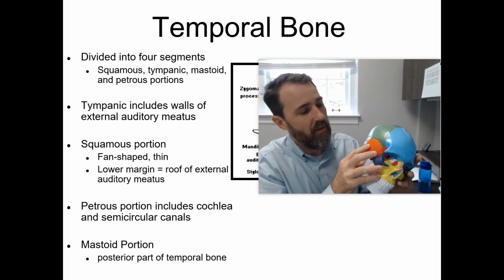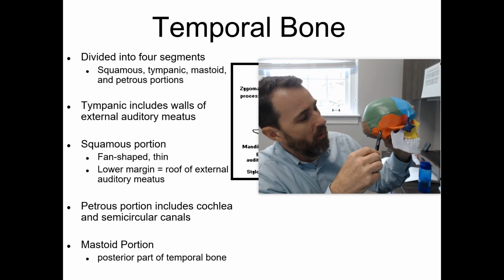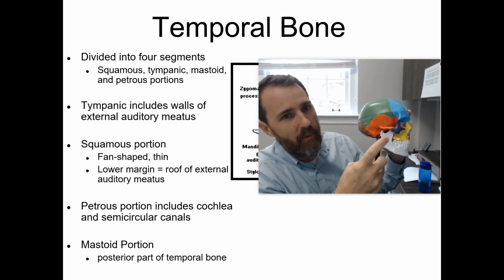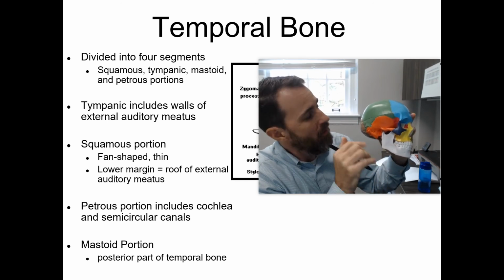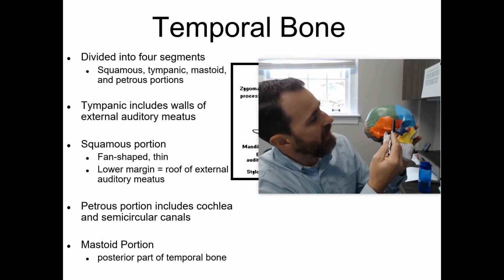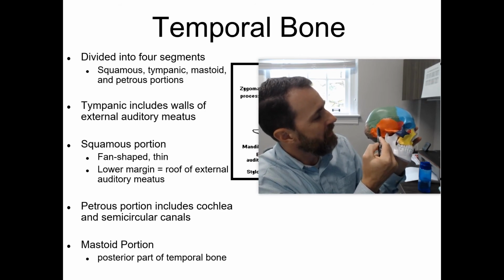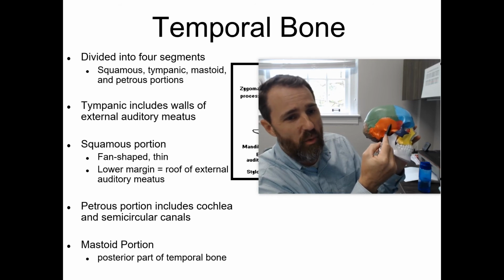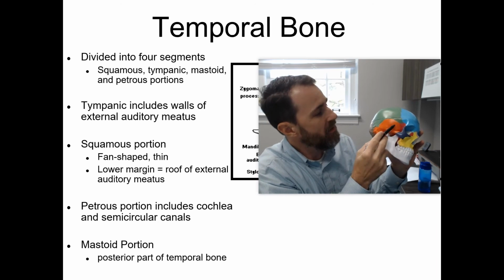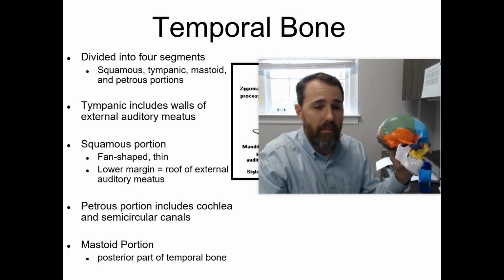The last bone of the skull we're going to talk about is the temporal bone, and it is this orange bone right here on this model. The temporal bone has 4 different parts that you need to know. You see this fan-shaped part of the temporal bone, this wide, flat, fan-shaped part. We refer to that as the squamous portion of the temporal bone. And much of the squamous portion articulates with the parietal bone.